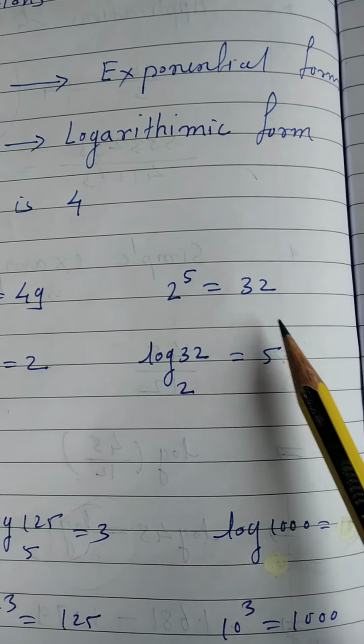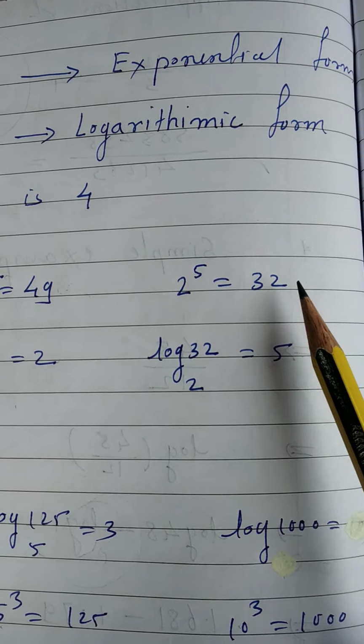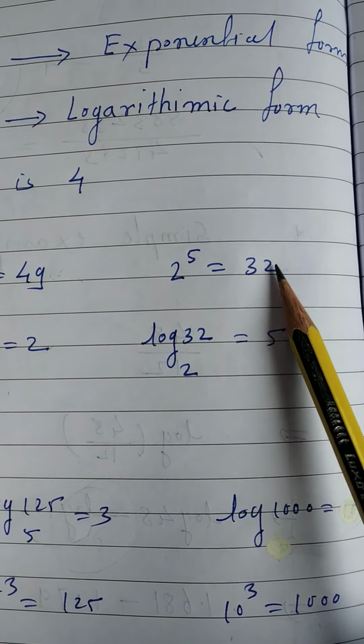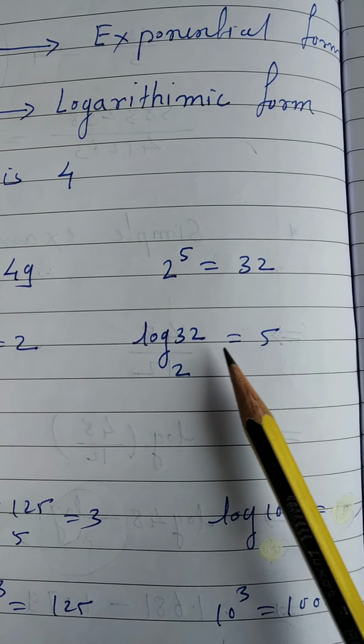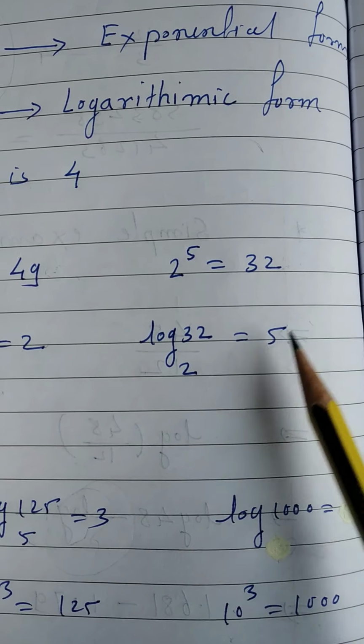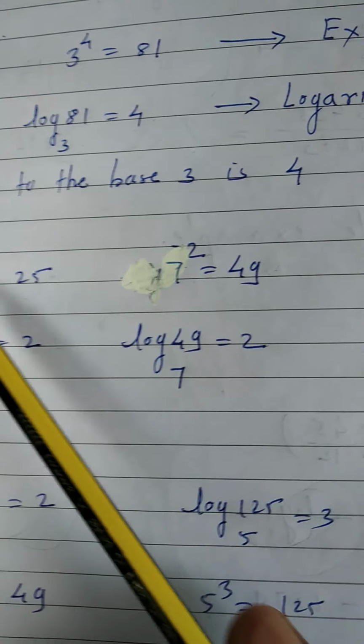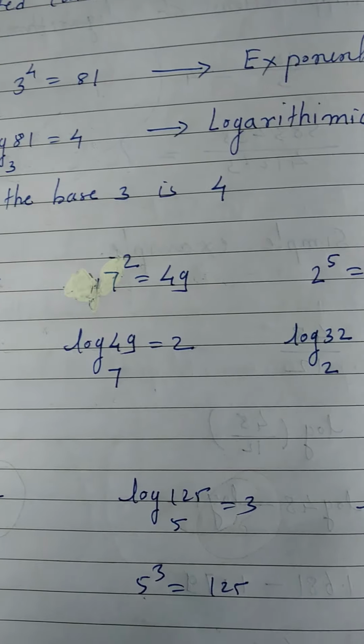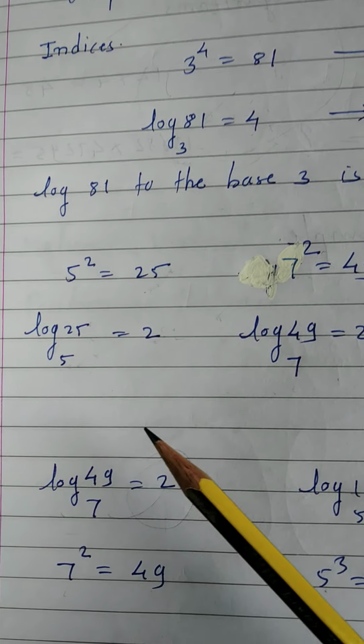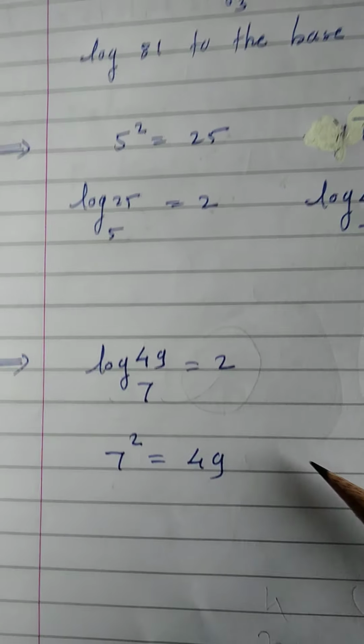ठीक है. Then one more example, 2 raised to 5 we all know 32. This is again exponential form, indices form में है. How will I convert this in logarithmic form? Log of 32 to the base 2 is equal to what? 5. So this is indices, exponential form. I have converted this in terms of logarithmic form. इसका converse देखते हैं.